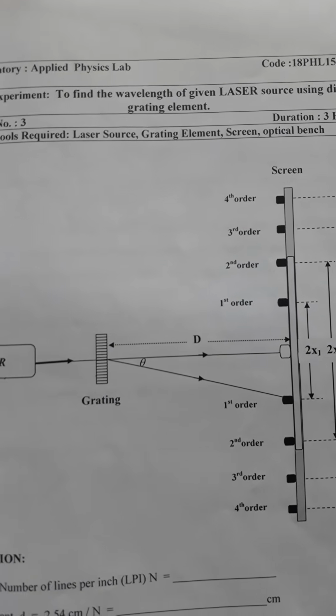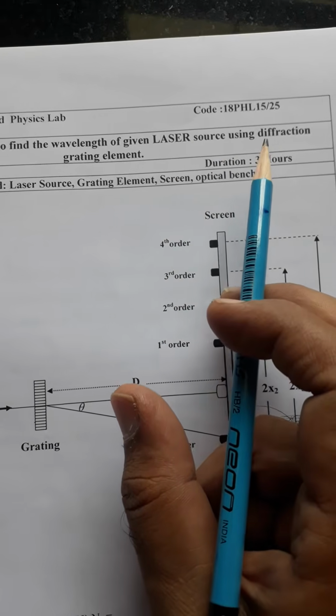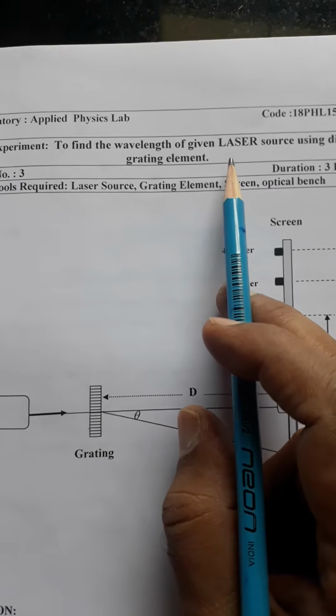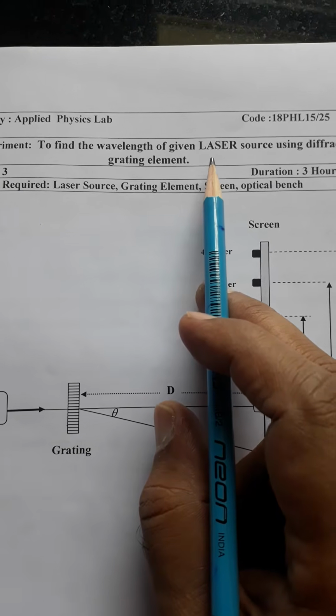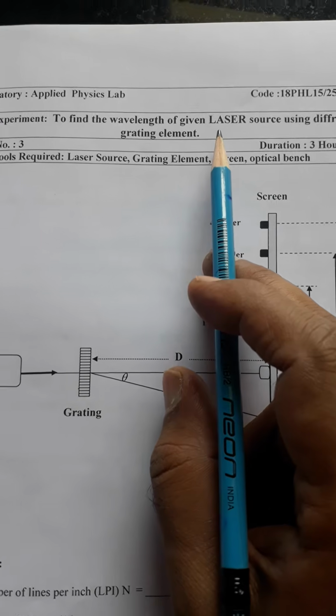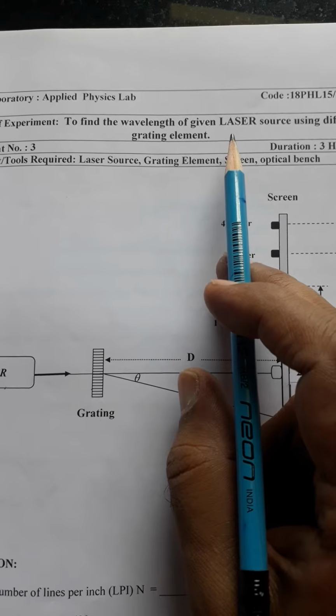In this experiment, we are going to find the wavelength of a given laser source using a diffraction grating. The characteristics of a laser source are that it emits monochromatic light, it's a collimated beam, and it's a highly coherent beam.